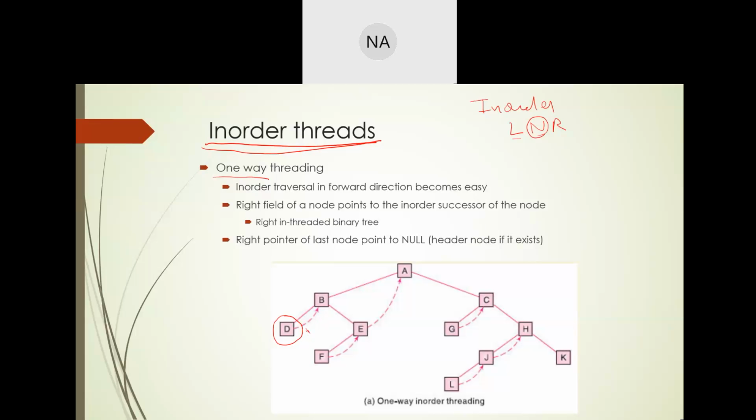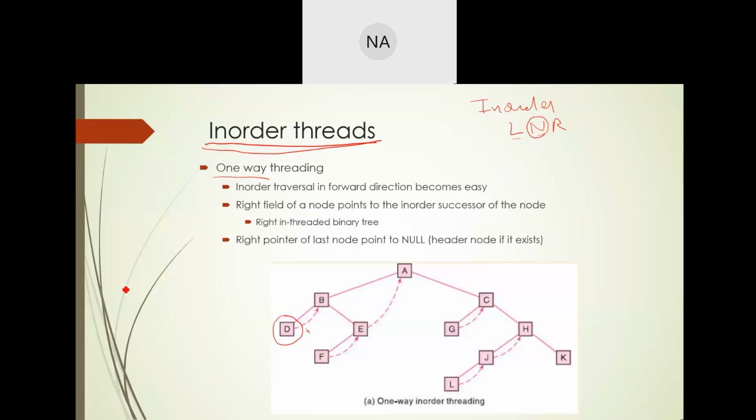You can notice that node B comes after node D in the in-order traversal of this binary tree. That is, node B is the in-order successor of node D, right? So if you write the in-order traversal of this binary tree, in the in-order traversal you traverse the left subtree first, then the node, and then the right subtree. So let's write the in-order traversal for this binary tree.